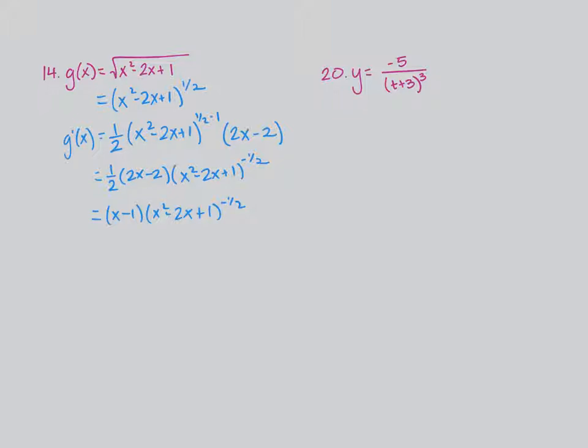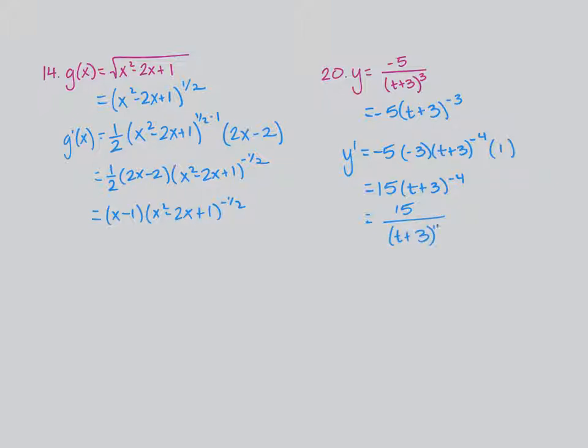Let's look at one more example. In 20, we have y equals negative 5 over t plus 3 to the third. Instead of doing a quotient rule, because that would take a little bit longer, we're actually going to bring up that t plus 3, because the whole thing is cubed. So it's negative 5 times t plus 3 to the negative 3. And now I take the derivative using our general power rule. So that's going to be negative 5 times negative 3, copy my function, take away 1, derivative of the inside. So this is 15 times t plus 3 to the negative 4. Or, if you want to simplify, 15 over t plus 3 to the 4th.